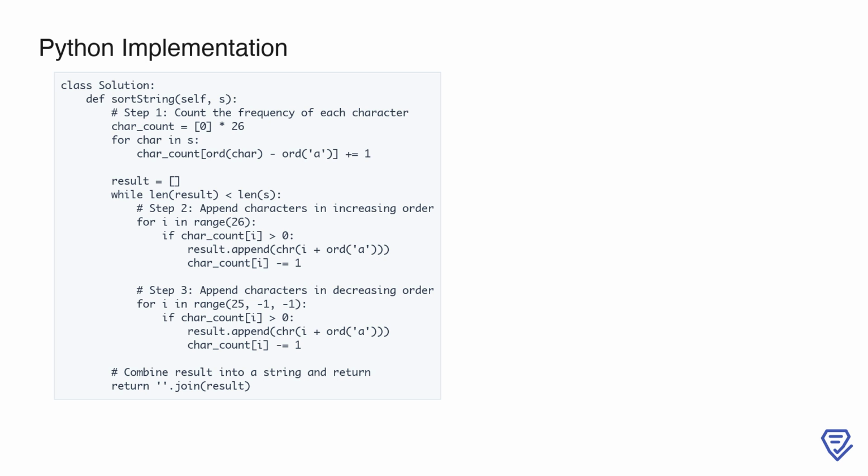The algorithm efficiently handles the construction of the string by leveraging the frequency array and iterating over it in both increasing and decreasing order. The time complexity is O(n + k), where n is the length of the input string and k is the constant size of the alphabet, 26. This makes the solution highly efficient for the given constraints.